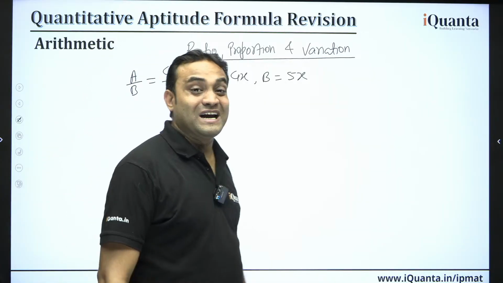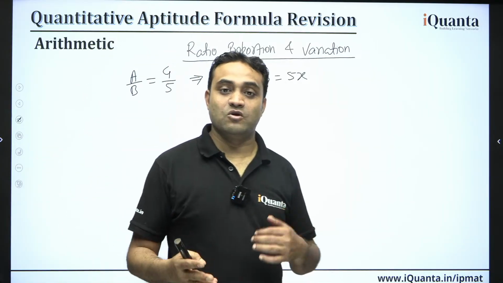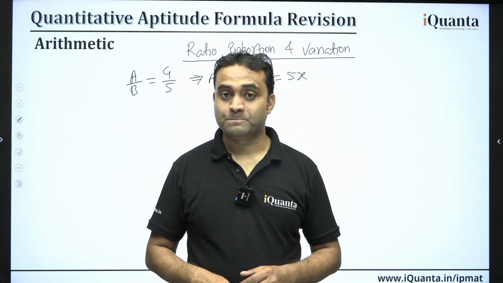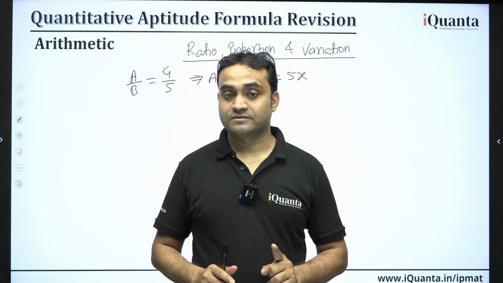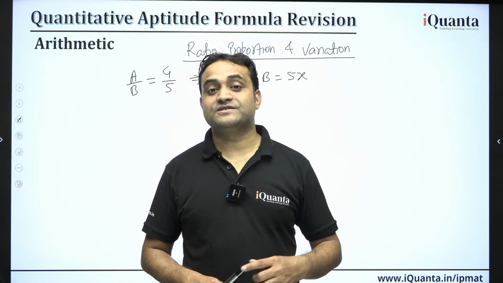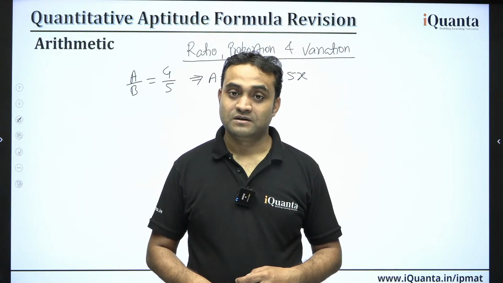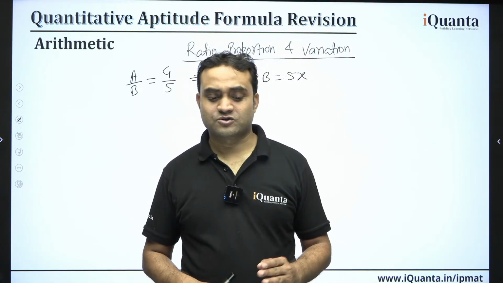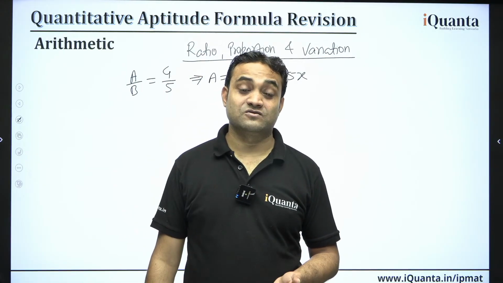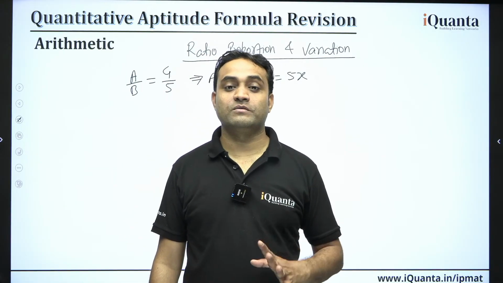Means if you multiply a ratio with the same value on the numerator and denominator, the ratio does not change. So if A by B is 4 by 5, I can assume A as 4x, B as 5x. x could be any value: 2, 3, 4, 5, 6, 7, or x could be a fraction as well, 1 by 2, 1 by 3, 1 by 4, 1 by 5.